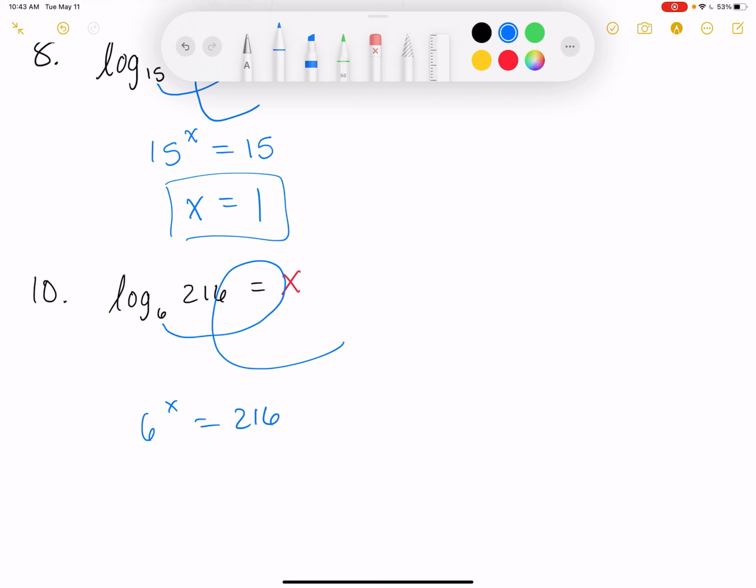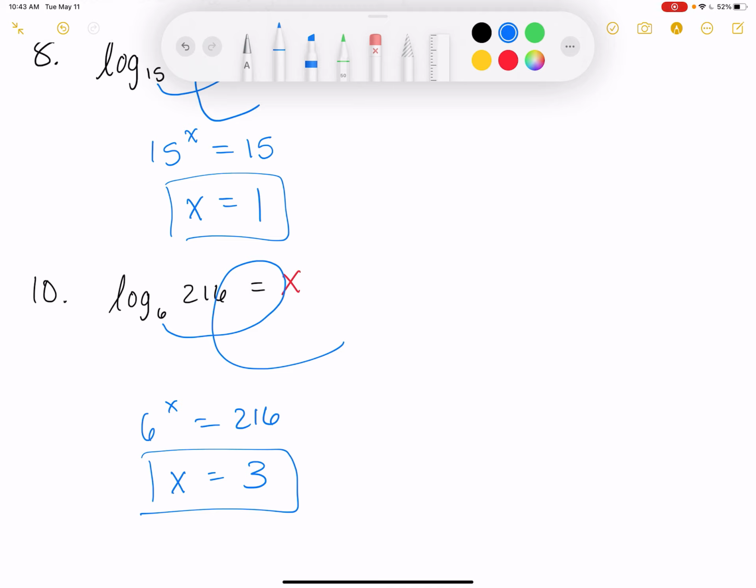No calculators. There will be absolutely no calculators for this chapter. It gives you 216, so that means that x is equal to 3. How do you get 3? 6 squared is 36. 36 times 6 is 216. It's going to require you to do a little math on the side of your paper, but I'm not giving you a calculator to do these.